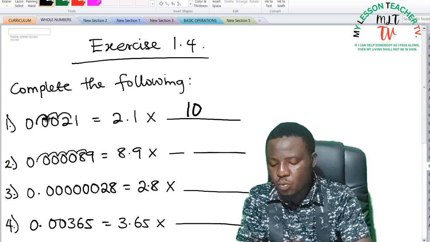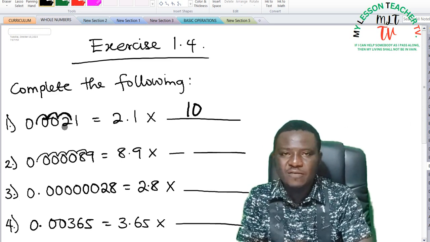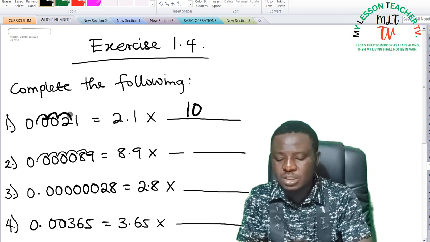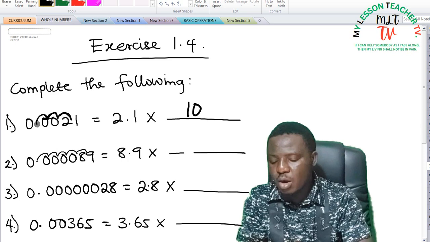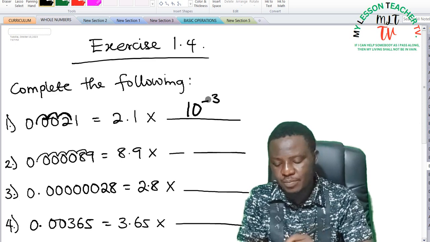So if you move this, it's going to be 1, 2, 3. 2 is the first non-zero digit. So once you get to the back of 2, you stop. That's why we have 2.1 times 10 raised to the power of, how many times was it moved? 1, 2, 3. So this is times 10 raised to the power of minus 3.